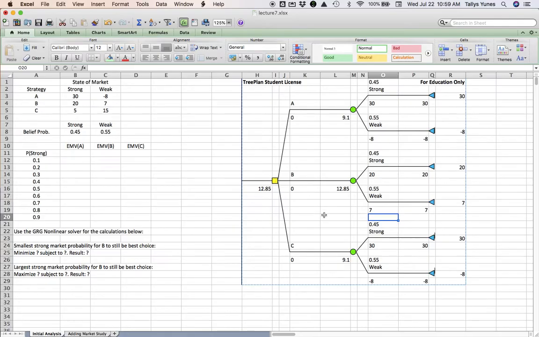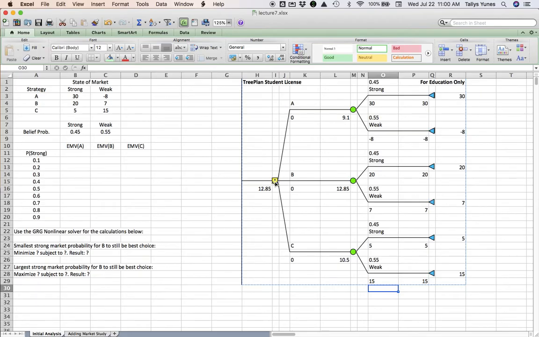And the payoff under C will be 5 and 15. So C is good when market is weak, right? C is the best choice when market is weak. Great.